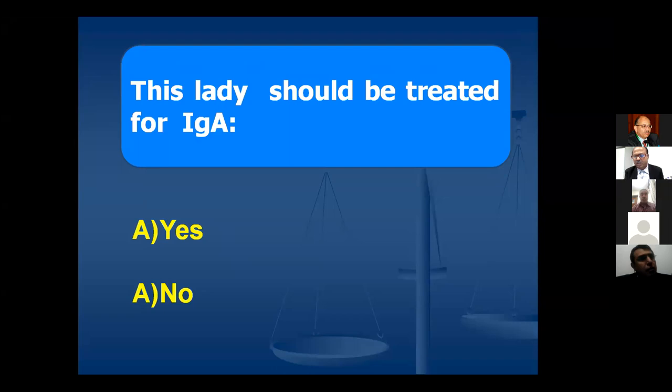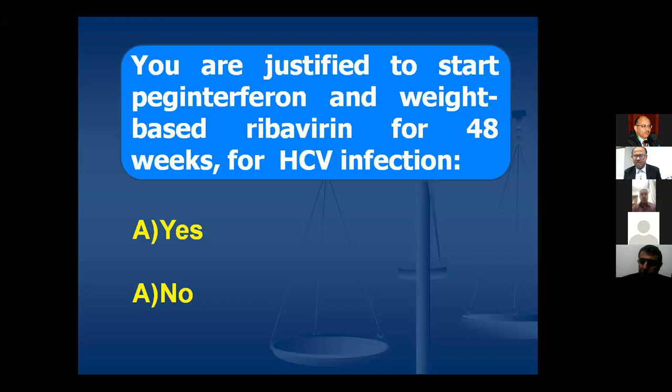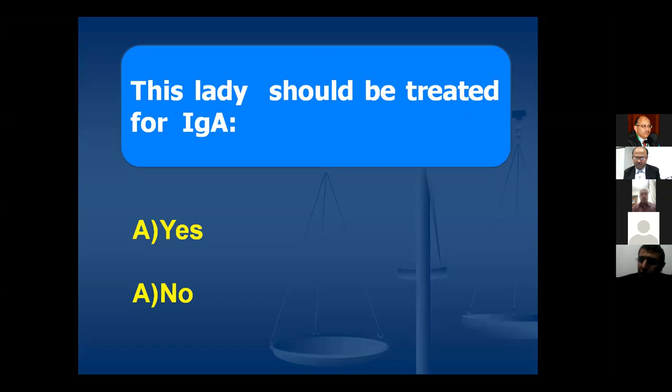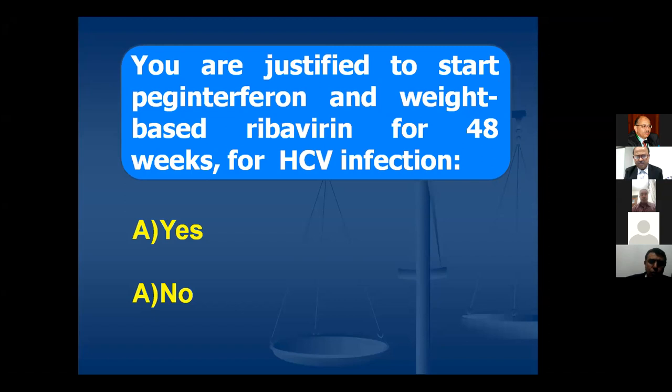Yes, this is right. But you give this situation only general measures. You will not treat by immunosuppression, but you will treat by ACE inhibitors, by ARBs, by fish oil, but not immunosuppression. I mean here immunosuppressive therapy. The answer is no, we will not treat with immunosuppressive therapy. Of course, we will not give ribavirin for that. And this is the answer.